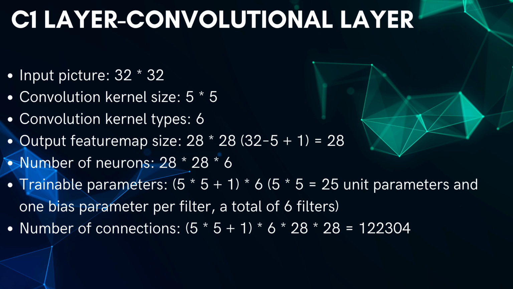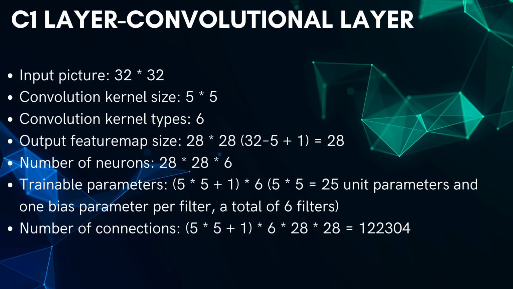Even though we only have 156 parameters to learn, the total number of connections in the C1 layer is massive, 122,304 connections in total. This is calculated as (5 times 5 plus 1) * 6 * 28 * 28. That's because each pixel in the feature map is connected to a 5 times 5 patch of the input image, plus a bias, across 6 feature maps.